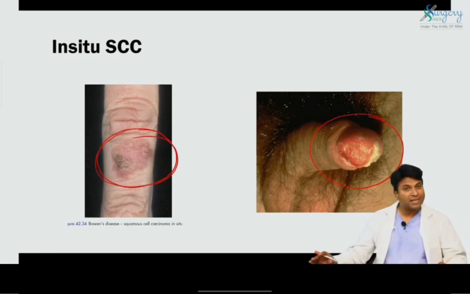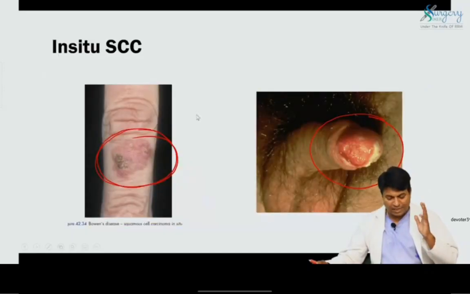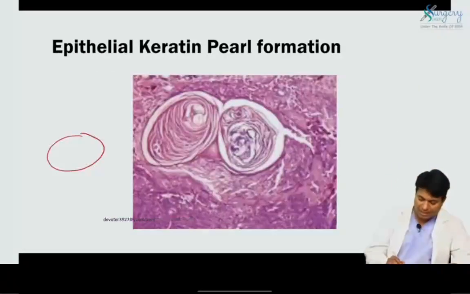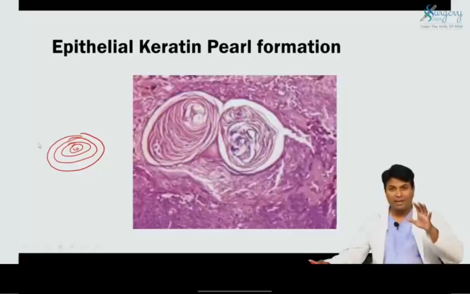This is Bowen's disease in the skin anywhere else. In situ squamous cell cancer of skin is Bowen's; in the glans penis it is erythroplasia of Queyrat. You can see the typical keratin pearl formation, concentric rings of keratin. This is the typical keratin pearl appearance, a highly asked image-based question.